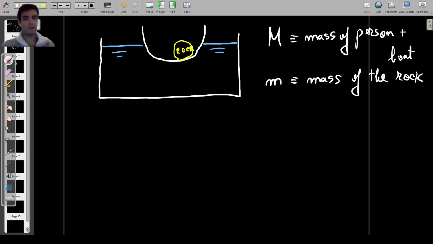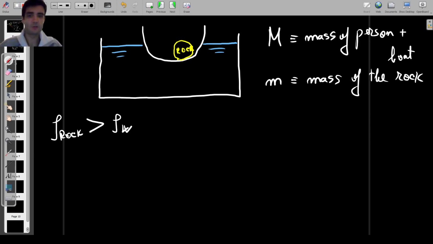Okay, now one key thing to note at this point is that the density of the rock, and this is not hard to imagine, the density of the rock is greater than the density of the water. Okay, because if you throw a rock into a body of water, the rock will sink, and that's because its density is higher than that of water.